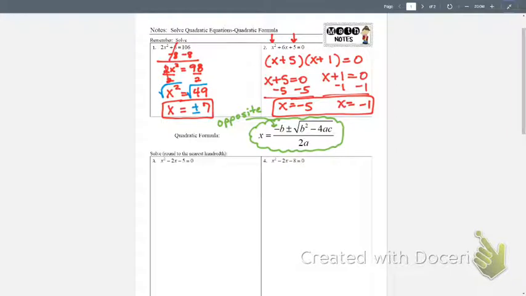Now to determine a, b, and c, you are going to use a quadratic equation. A is in front of the x squared, b is the number in front of the x, and c is the constant. So a is the number in front of the x squared, b is the number in front of x, and c is the constant. You can only use the quadratic formula after you have set your equation equal to 0.